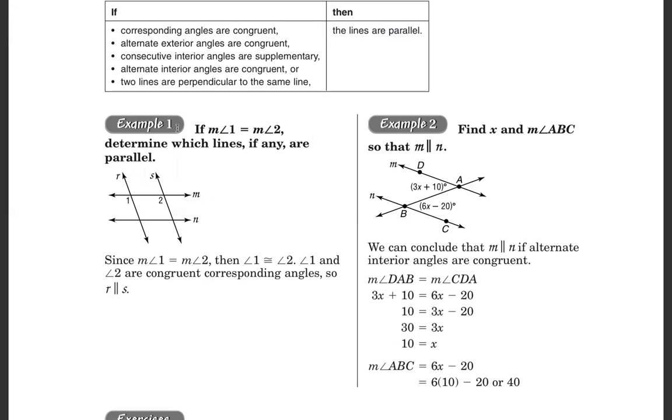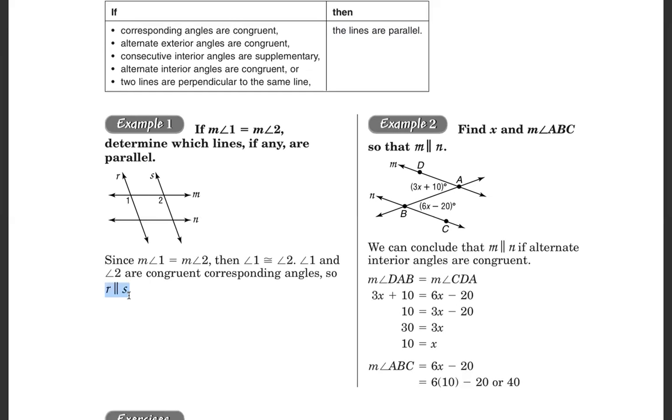Or are they consecutive interior angles? So based on that, angle 1 and angle 2 form corresponding angles. And so, because it's given that they're equal, if corresponding angles are congruent, then the lines are parallel. The two lines are parallel, not the transversal, rather the lines that are crossed by a transversal. And so we say R is parallel to S.